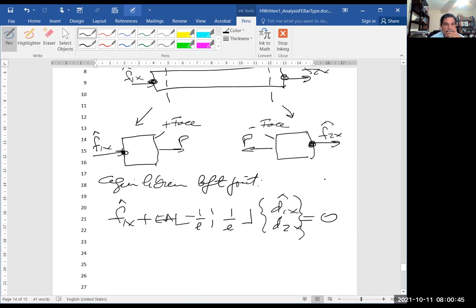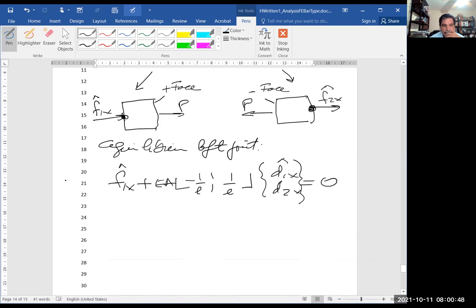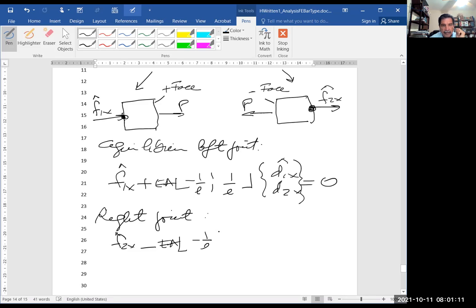The second one. For the right joint, we have this minus EA, which is going to be the same. So it's going to be minus 1 over L, 1 over L, and then this is equal to 0.